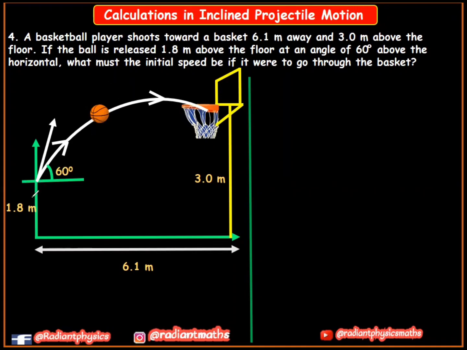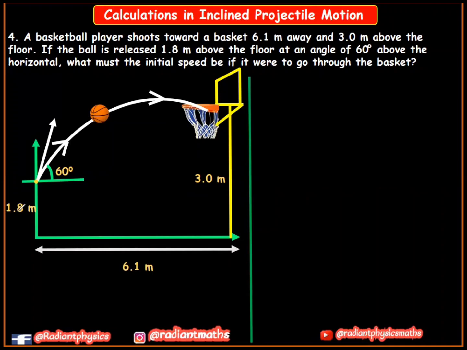So here we have the height at which the ball was projected or shot, 1.8 meters above the floor. And this is the angle of projection, 60 degrees. So the ball would move from this point of projection and travel to get into this basket. This is another height, which is 3.0 meters. And then the horizontal distance or range covered is given as 6.1 meters.